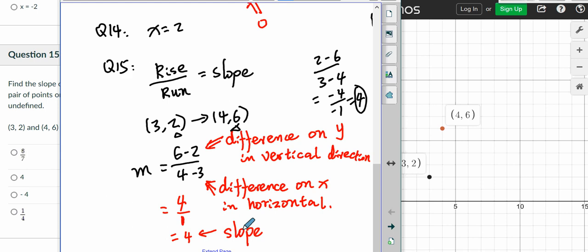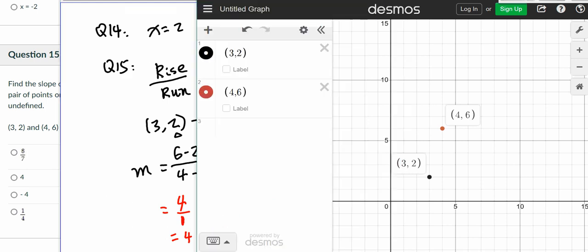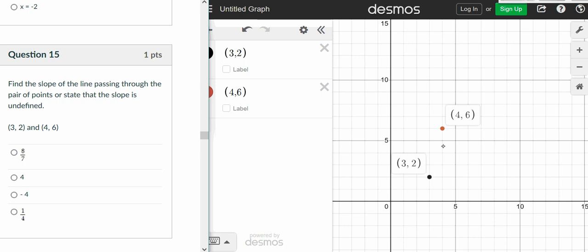Rise over run. Slope means what? It tells you how steep this line is. It's like climbing the mountain. Some line might be very steep, and some line might be a little bit flat in this way. Okay? So in this case, you can draw a line. Later on, I'll tell you how to find out this equation. But right now, that's the way to calculate the slope. All right?